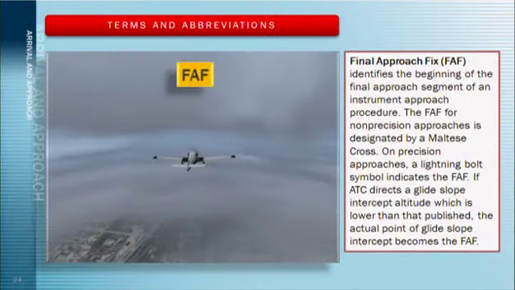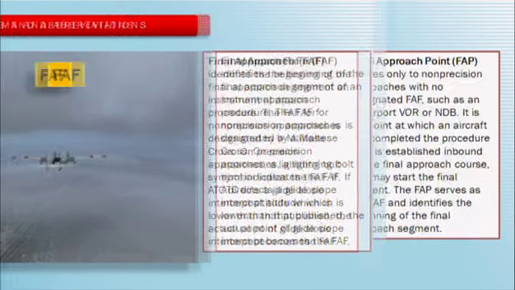Another important term is FAF, which stands for Final Approach Fix. The FAF identifies the beginning of the final approach segment of an instrument approach procedure. The FAF for non-precision approaches is designated by a Maltese cross symbol. On precision approaches, a lightning bolt symbol indicates the FAF. If ATC directs a glide slope intercept altitude which is lower than the published, the actual point of glide slope intercept then becomes the FAF.